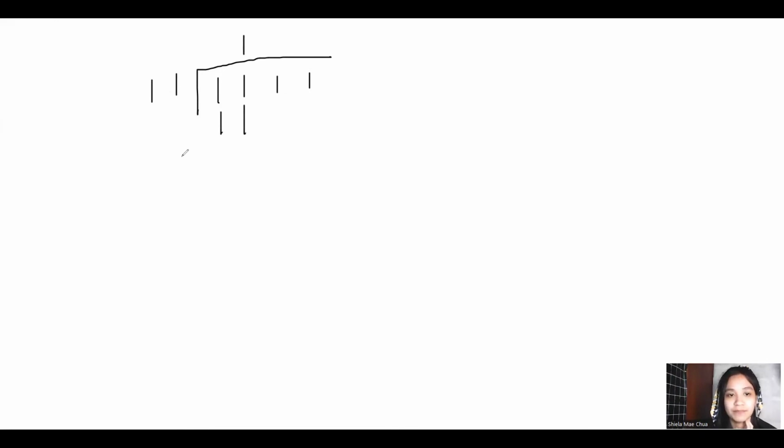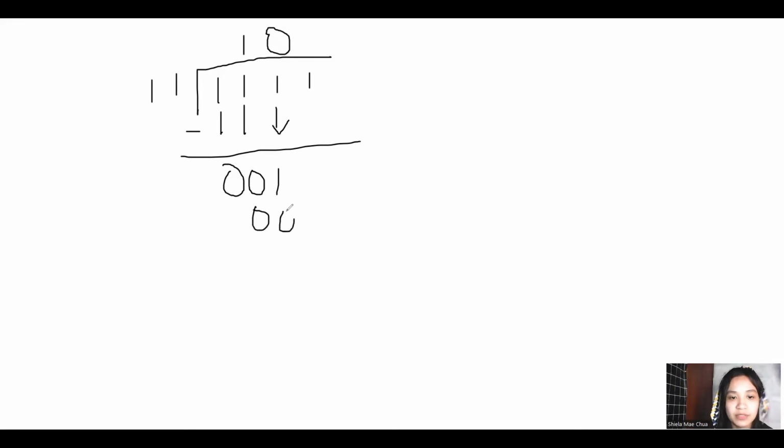So let's go with our first example, which is 1, 1, 1, 1 divided by 1, 1. Is 1, 1 greater than or equal to 1, 1? Yes. So we will just put 1 here, and 1 times 1, 1 is 1, 1. And now let's perform the subtraction. 1 minus 1 is 0, 1 minus 1 is 0. So now let's bring down the next value, which is 1. Is 1 greater than or equal to 1, 1? No. So we will put 0 here, and 0 times 1, 1 is 0, 0.